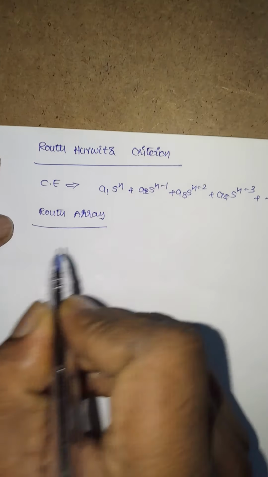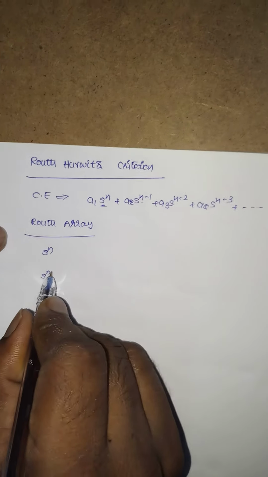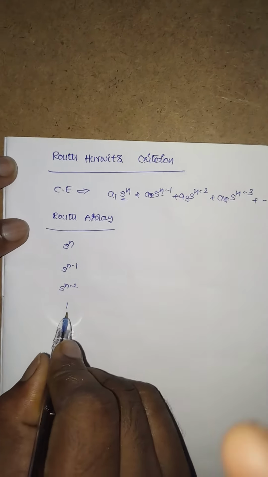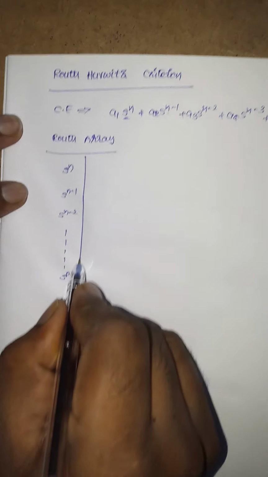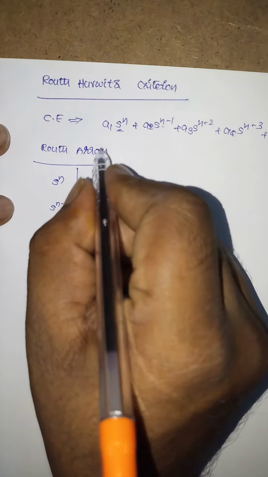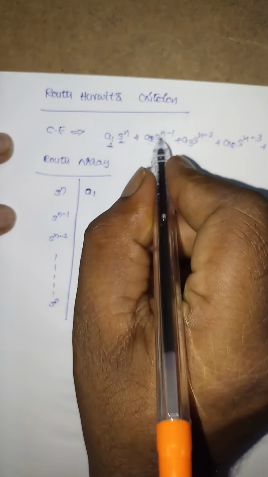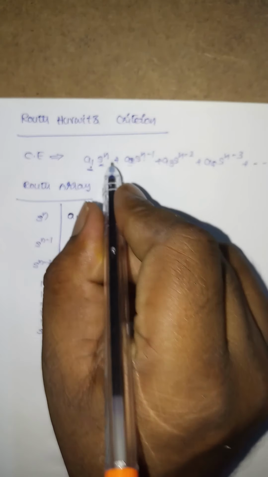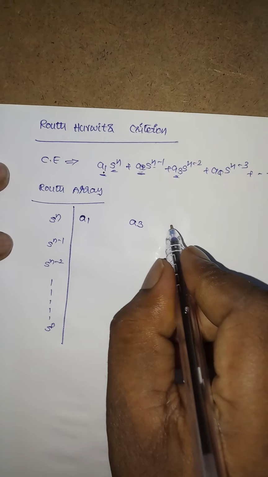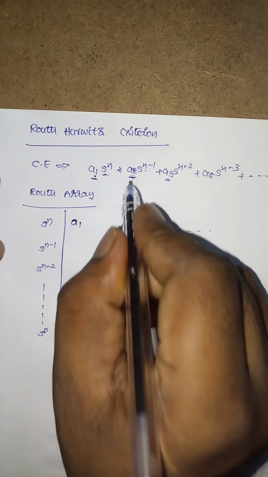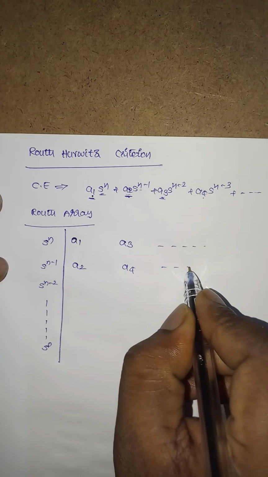So the Routh array, how to form this Routh array? Write down s power n here, s power n minus 1, s power n minus 2 and so on. Here s power 0, and take a straight line here. So make these coefficients: a1, leave one term here, that is the s power n minus 1 term. Now another term is a3. Now here a2 and so on. Next term is a2, leave one term here, is a4 and so on.